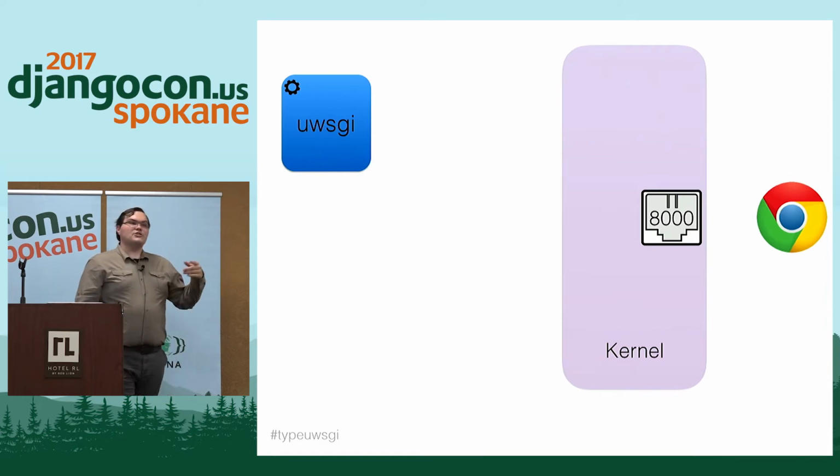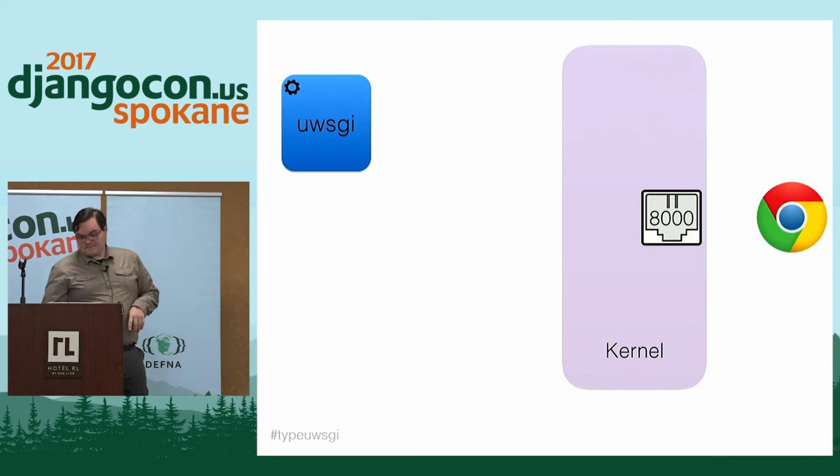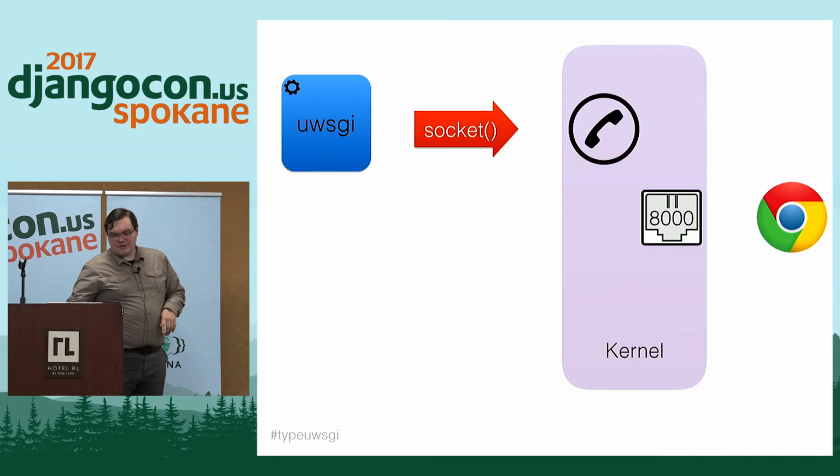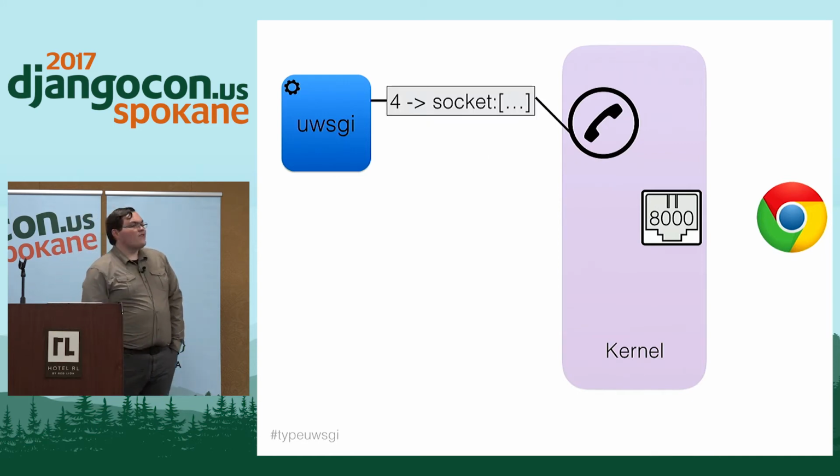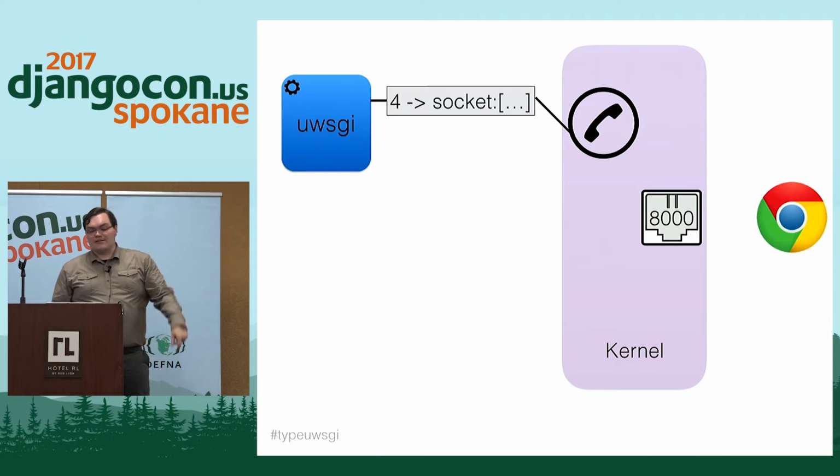And so uWSGI needs to issue some syscalls to kind of get things set up so that it can accept requests from your browser. The first thing it's going to do is issue the socket syscall to create that telephone line, to create that socket. And it's going to be passed that socket as a file descriptor, because if you're familiar with the Unix philosophy where everything needs to be some sort of file or at least file-like object, uWSGI needs this file descriptor handle to the socket that it's just created.